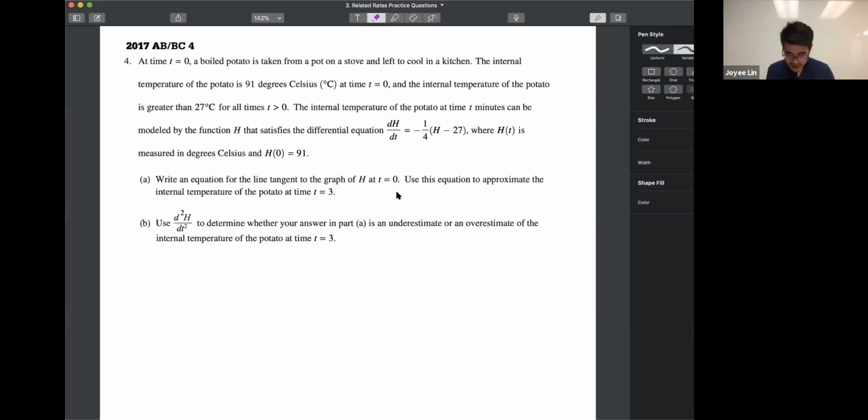So I'll let you try to do this. Take a couple minutes and see if you can figure out the tangent line equation for the potato.